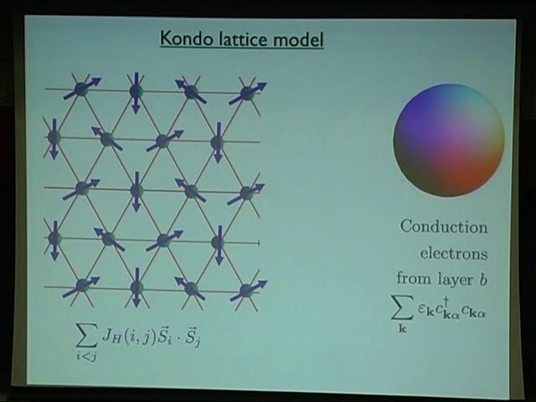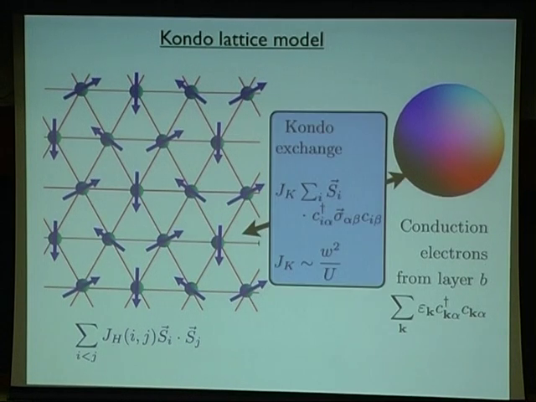And then there's a new term that appears when I do this projection where I remove the charge fluctuation on layer A. And that new term is what's called the Kondo coupling. So there's a Kondo exchange that will appear when you do this transformation. This is called the Schrieffer-Wolff transformation. None of the people who first discovered it.